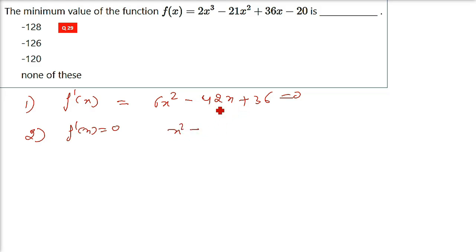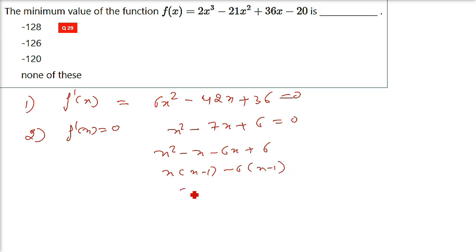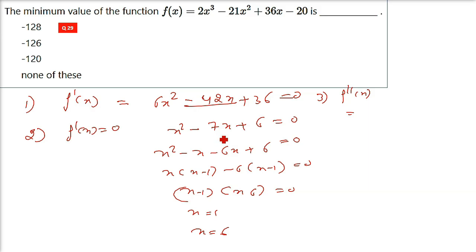So x square minus 7x plus 6 equals 0, which is x square minus x minus 6x plus 6 equals 0. So (x minus 1)(x minus 6). So x equals 1 and x equals 6 are the two points of criticality, the critical points or extreme points. So 1 and 6 we'll check, and whichever gives the minimum value of the function, we will tick that one. We have to find out the minimum value of the function, so this 1 and 6 has to be placed in place of x in order to get the value.